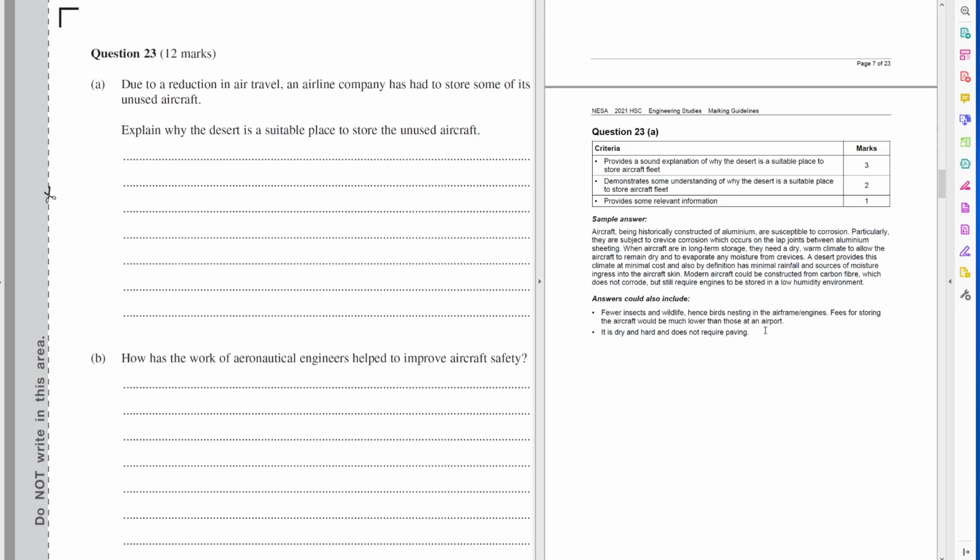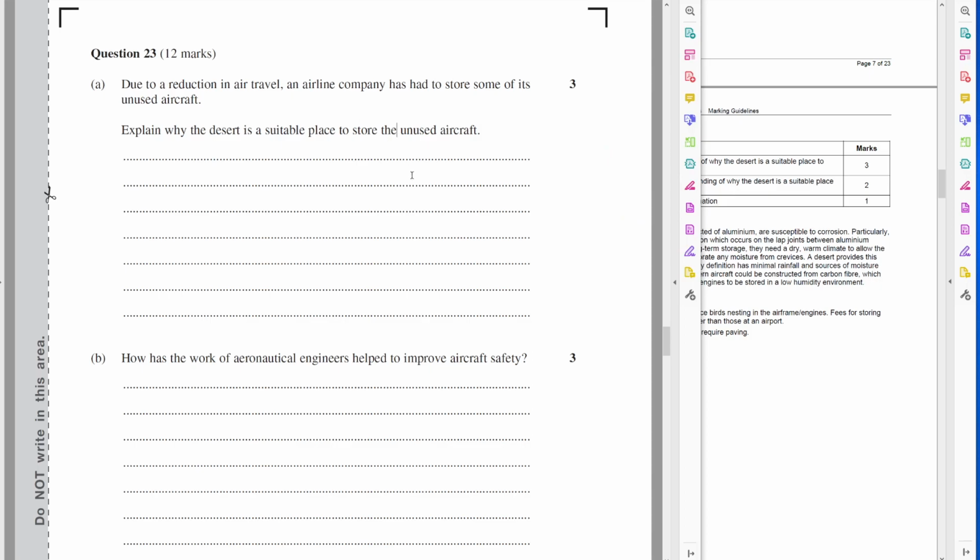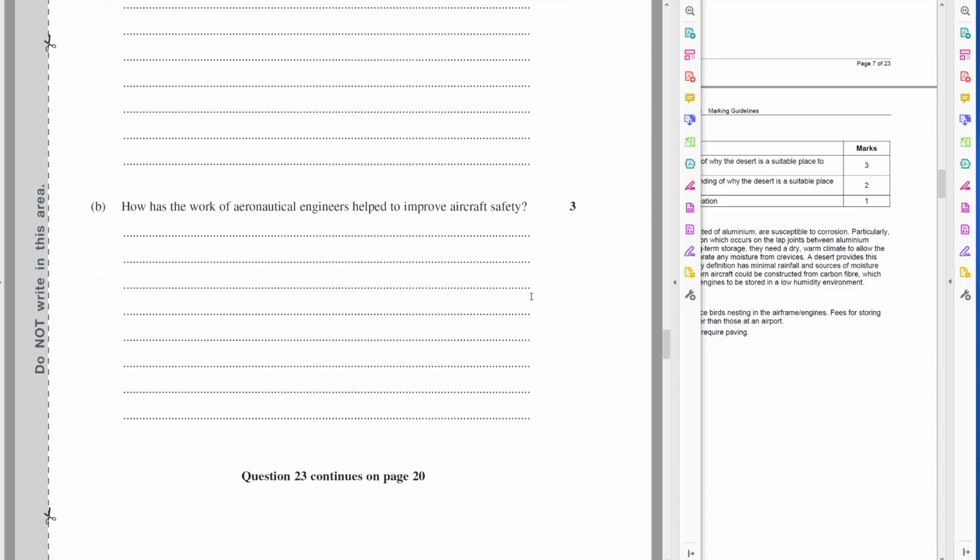Other answers include wildlife. Yeah, it is high and does not require paving. Yeah, I think that's really the best answer, if you said corrosion, the desert is less likely to get corrosion. I think 2 sentences are unlikely to get you 3, but: desert is hot. Desert has less moisture. Moisture is bad for corrosion. Desert is cheap. That's the simplest way I'd give you 3 marks.